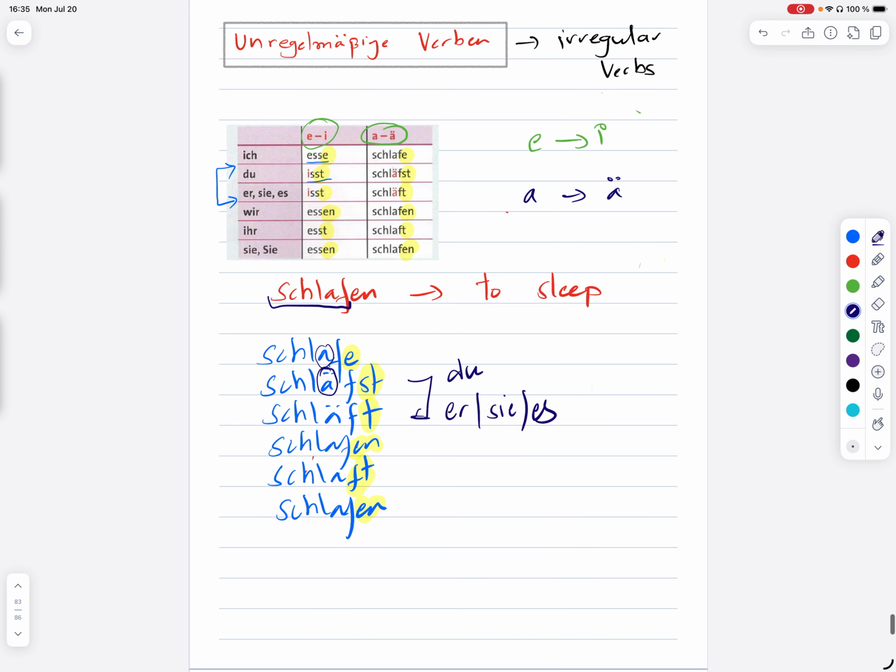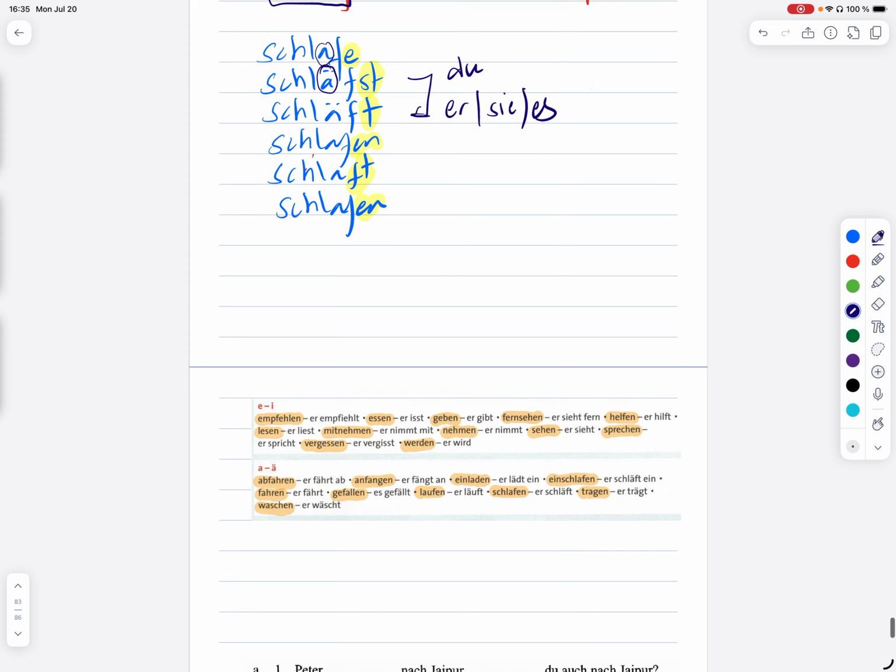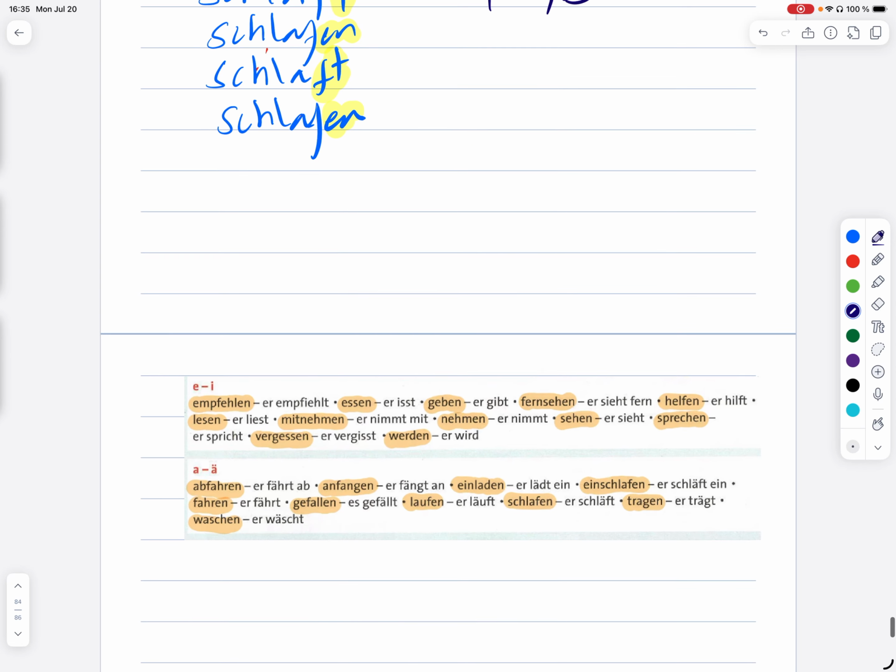So let's look at some examples of such verbs. So we have here some verbs where e will go to i while doing the conjugation. For example, empfehlen, so er empfiehlt, right? So e went to i, e was changed to i. Essen, isst, we did the example above. Geben, gibt, so it will be ich gebe, du gibst, er gibt.